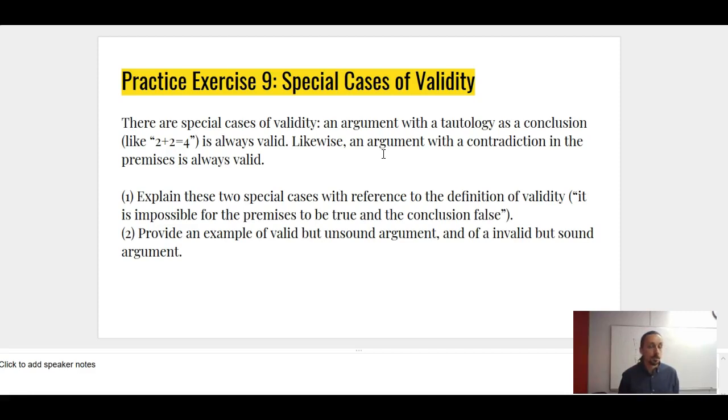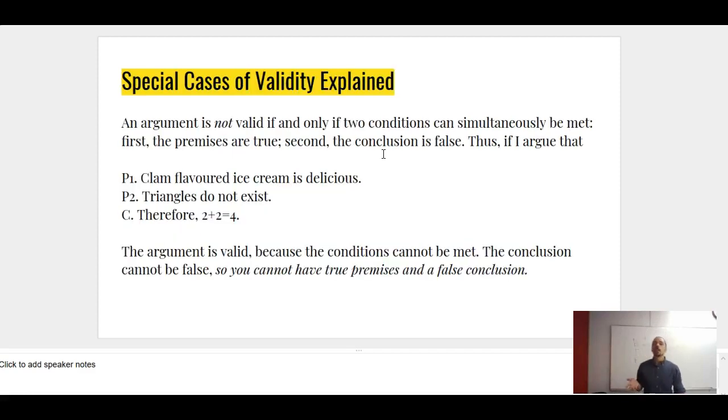Did you pause? Okay, let's work on these answers. An argument is not valid if and only if two conditions can be met. First, the premises are true. Second, the conclusion is false. All right, so we have to have true premises and a false conclusion in order for the argument to be invalid. So if I argue that clam-flavored ice cream is delicious, which it is, triangles do not exist, therefore 2 plus 2 is 4.